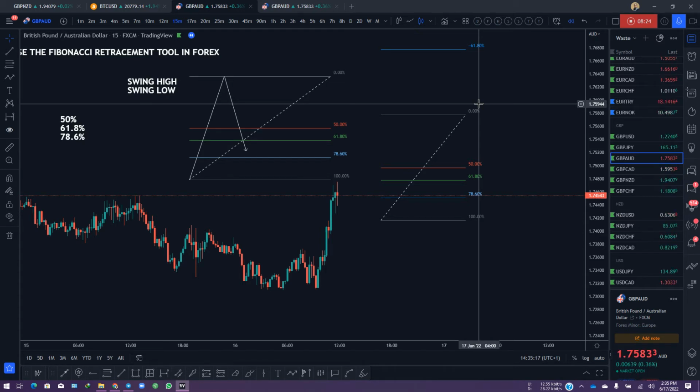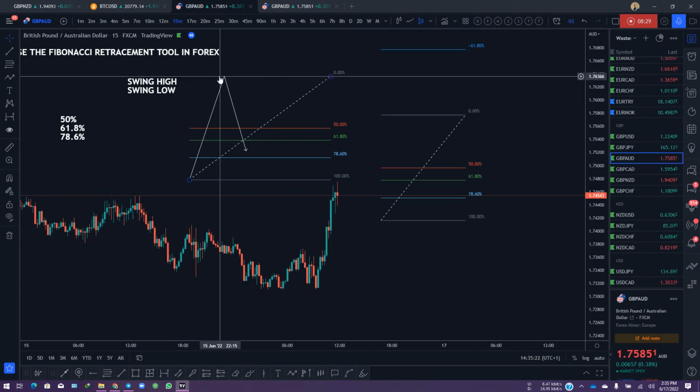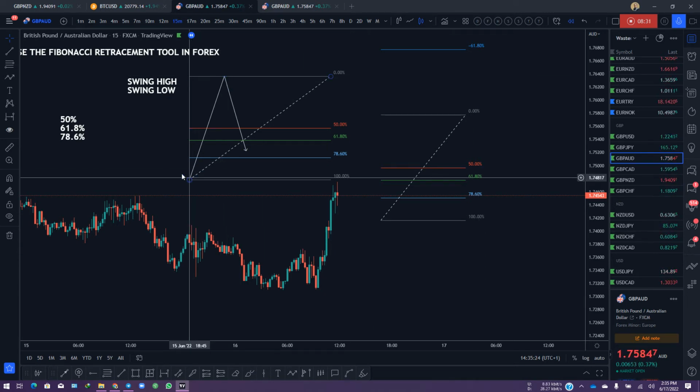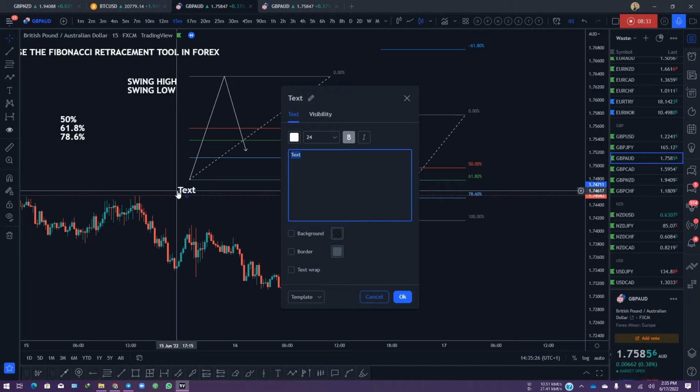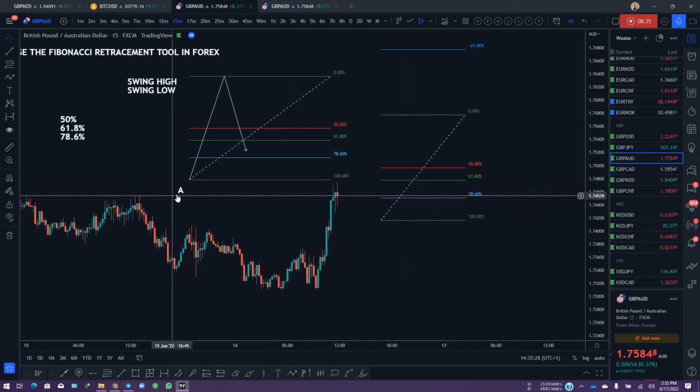So basically, these are what the retracement levels are for in forex, right? As you can see, let me just say this is point A and this is point B.